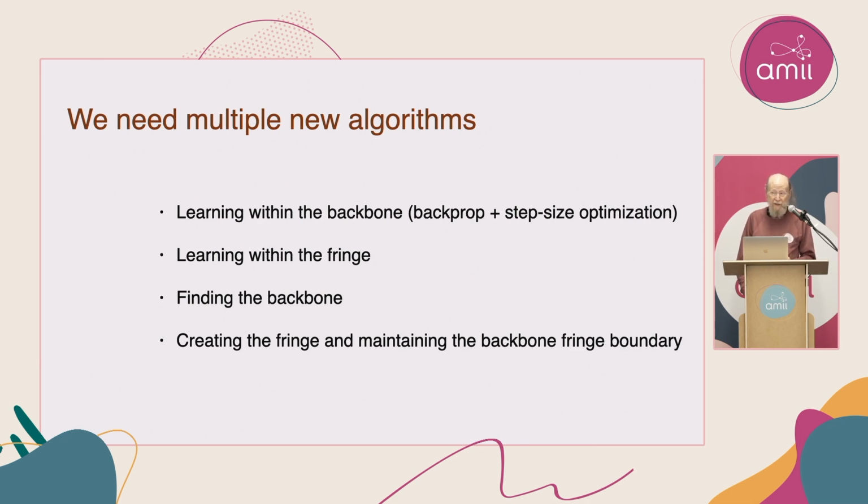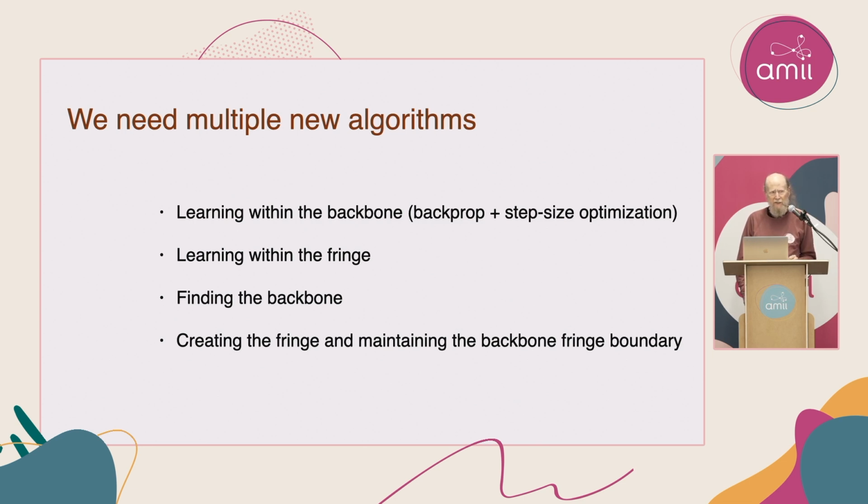How about learning within the fringe? Now that's a real challenge because we can't use backprop within the fringe. Why not? In backprop, you move the weights according to the gradients, the gradient of the error with respect to the weights. By definition, the gradients for the fringe weights are all zero, because by definition the fringe doesn't affect the output. So it does not affect the error, and so all the gradients are zero. So we have to do something else.